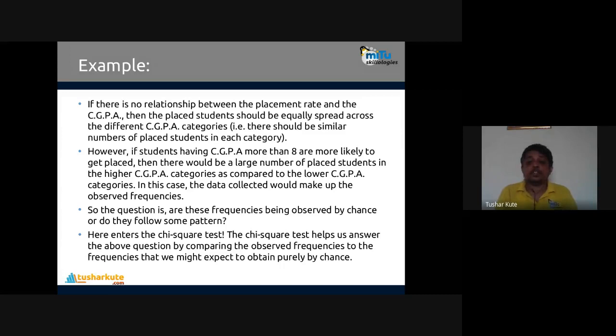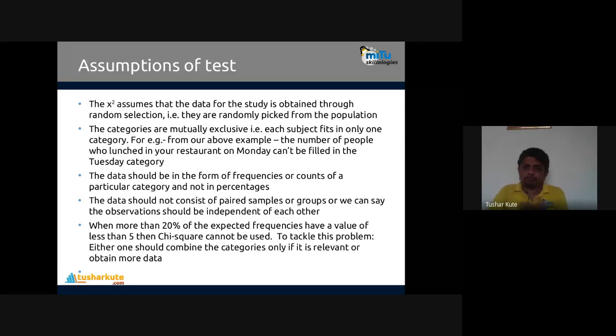The chi-square test helps us answer the above question by comparing the observed frequencies to the frequencies that we might expect to obtain purely by chance. Frequencies are like a histogram, where we have how many counts are there for each category. These sequences are present that we will be using, and the chi-square test is applicable for such cases.